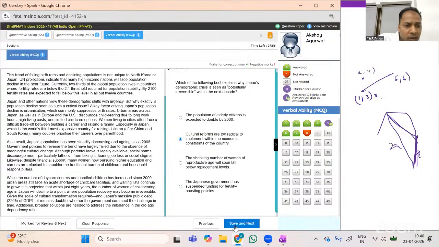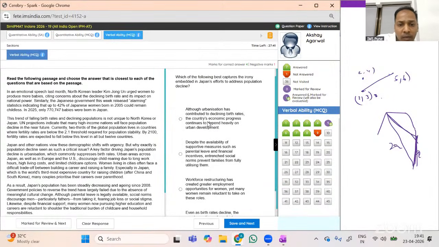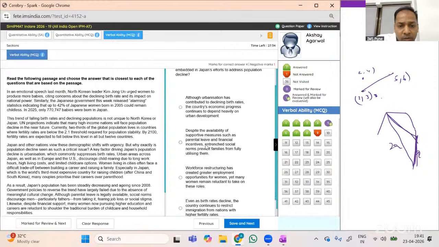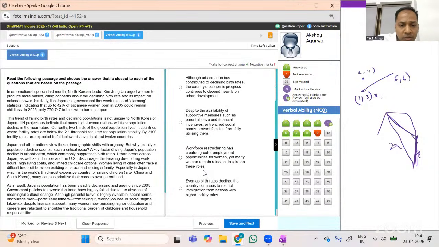Given the cultural transformation required and Japan's massive public debt, it means we're in challenging times. Which of the following best captures the irony embedded in Japan's efforts to address population decline? Although urbanization has contributed to declining birth rates, the country's economic growth can depend heavily on urban development. Despite the availability of support measures such as parental leave and financial support, entrenched social norms prevent uptake. Workforce restructuring has created greater employment, yet many women remain reluctant to take on these roles.